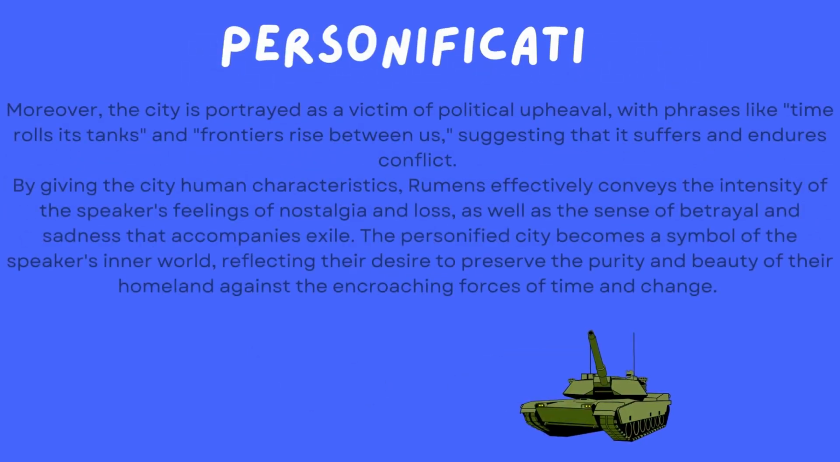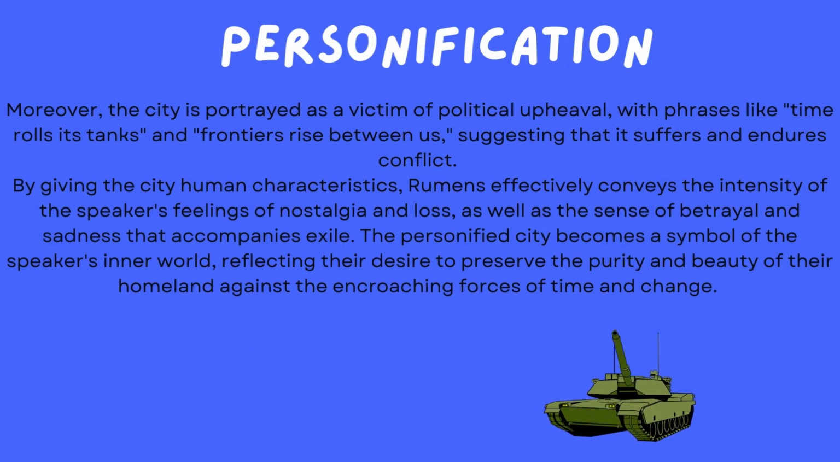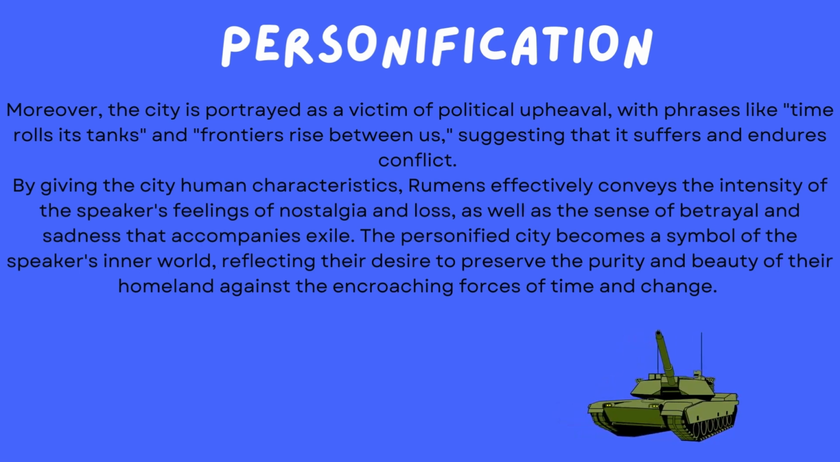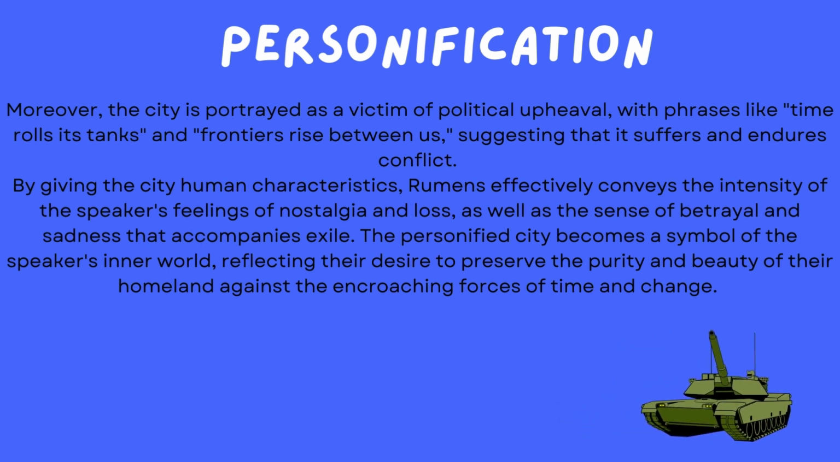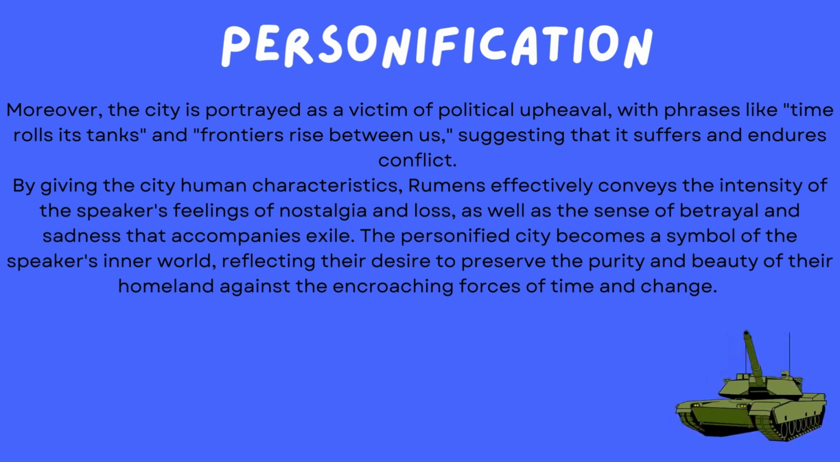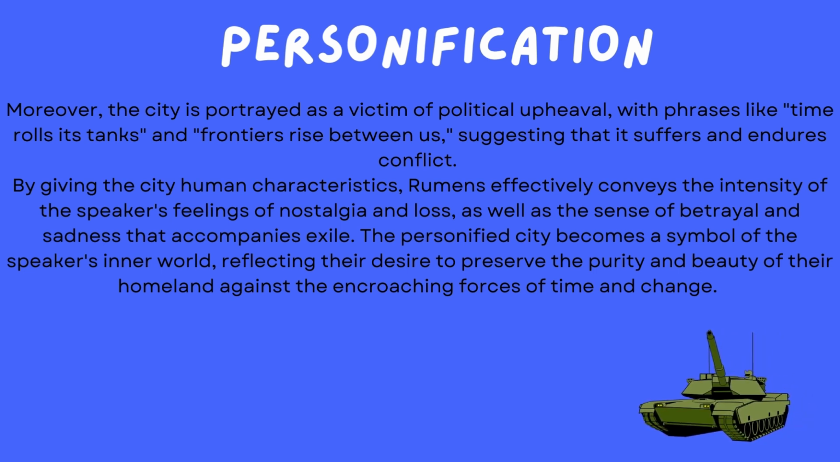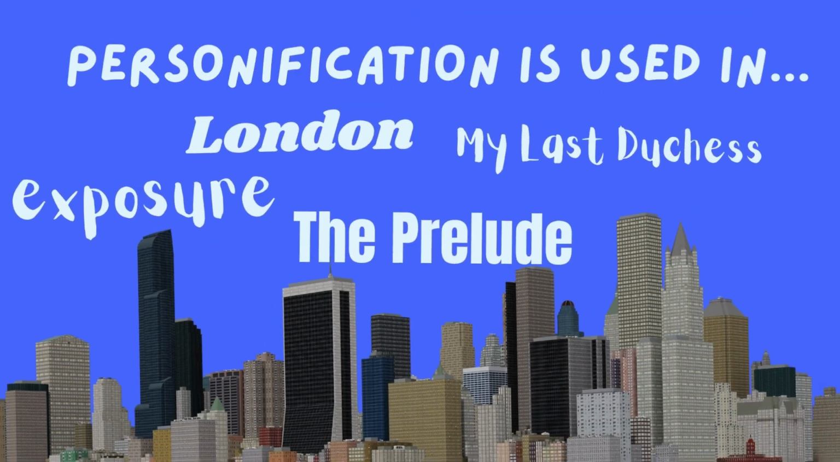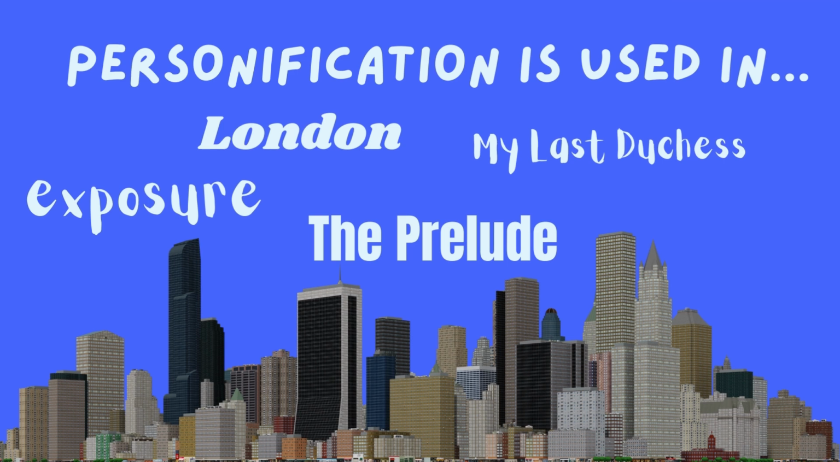Moreover, the city is portrayed as a victim of political upheaval, with phrases like "time rolls its tanks" and "frontiers rise between us," suggesting that it suffers and endures conflict. By giving the city human characteristics, Rumens effectively conveys the intensity of the speaker's feelings of nostalgia and loss, as well as the sense of betrayal and sadness that accompanies exile. The personified city becomes a symbol of the speaker's inner world, reflecting their desire to preserve the purity and beauty of their homeland against the encroaching forces of time and change.